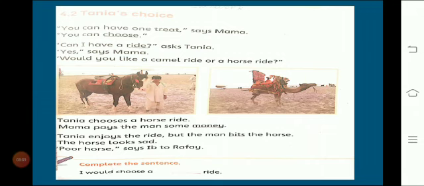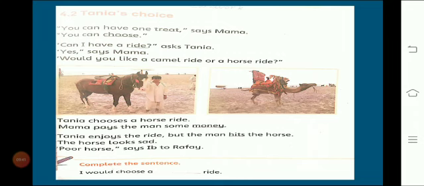Can I have a ride? Asks Tanya. Yes, says Mama. Would you like a camel ride or a horse ride? Tanya chooses a horse ride. Mama pays the man some money. Tanya enjoys the ride, but the man hits the horse. The horse looks sad. Poor horse, says Ibi to Rafi. Now, underline the difficult words. Treat, choose, ride, pays, money, enjoys.